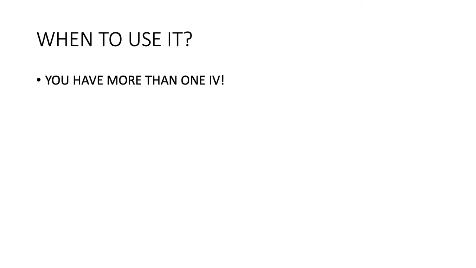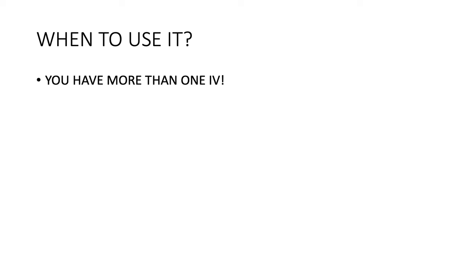So today we're going to talk about the Factorial ANOVA. It has a lot of names: two-way, complex, all that stuff. It's the test you use when you have two different independent variables that are grouped together. The independent variables are grouped into categories. When do you use it? When you have more than one independent variable, you use the Factorial ANOVA.